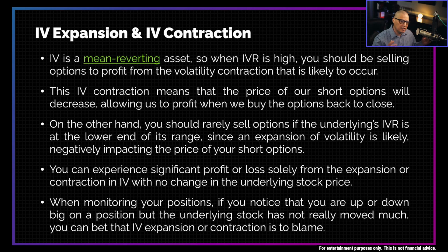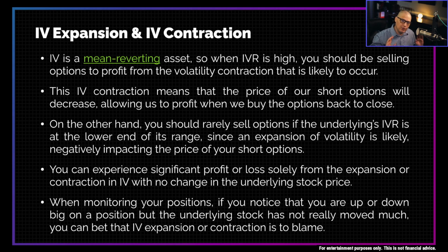So let's talk about a little bit of IV expansion and IV contraction. IV is a mean reverting asset. What this means is when implied volatility is higher than its normal range, it typically comes back to its normal range. If IV is really low for its range, it typically goes back up to its typical range, right? And so IV is a mean reverting asset, unlike price.